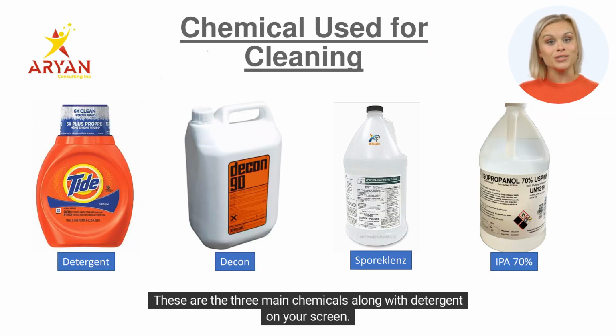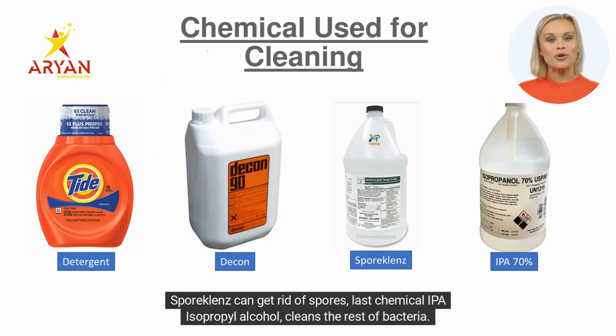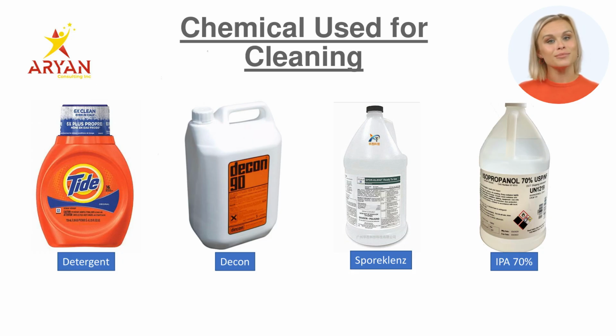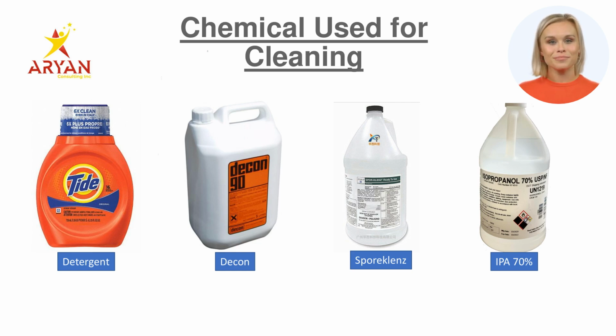These are the 3 main chemicals along with detergent on your screen. So always basic cleaning with detergent first. Decon is a chemical that helps remove sticky chemicals off the surface. Sporklins can get rid of spores. The last chemical, IPA, isopropyl alcohol, cleans the rest of the bacteria. The sequence of these chemicals will be provided to you in a procedure by the company you work for.